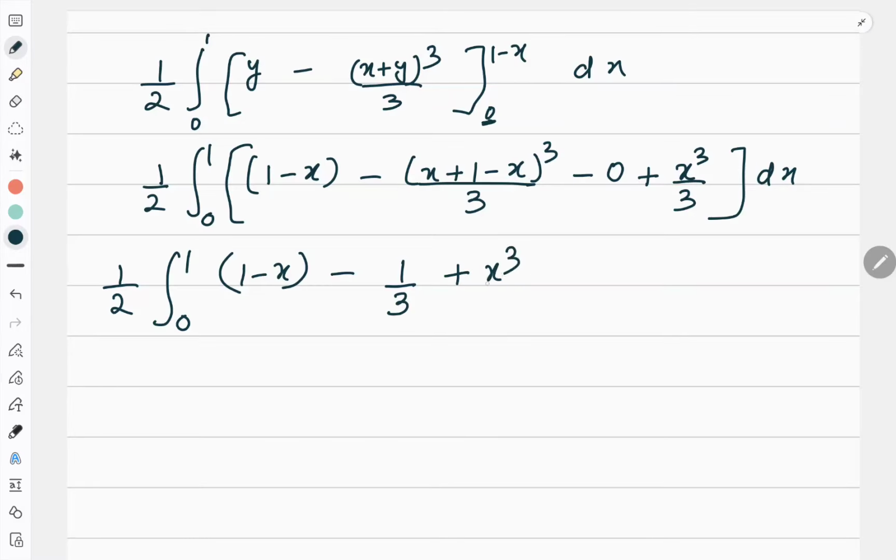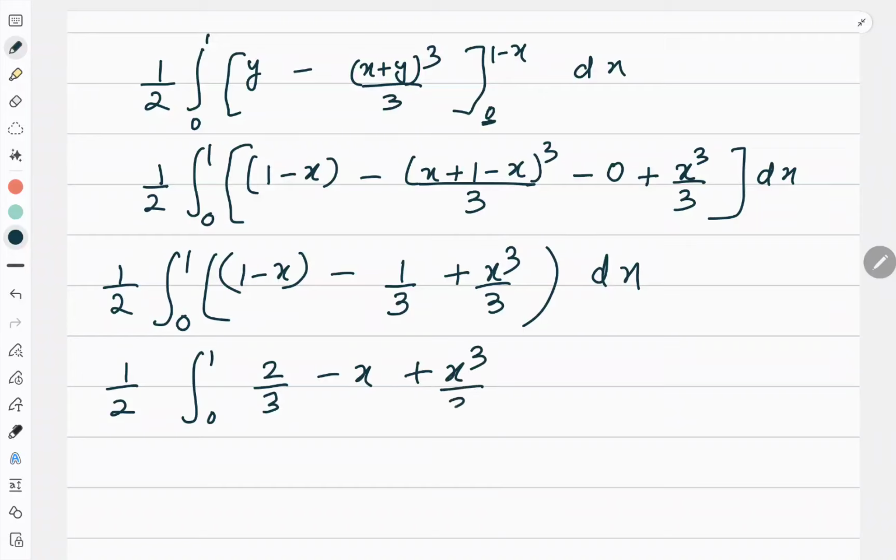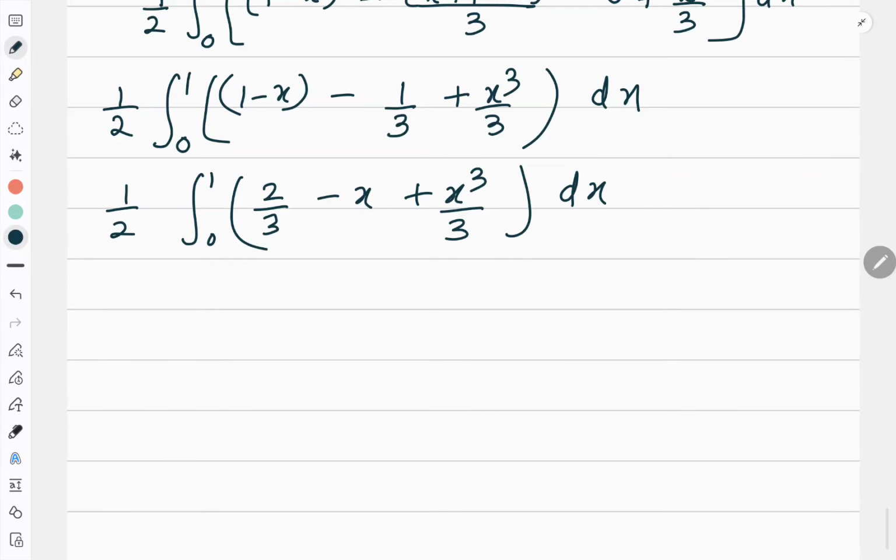Then plus x cube by 3 dx. 1 by 2, 0 to 1. 1 minus 3 is 2 by 3 minus x plus x cube by 3 dx. Now let me integrate it.